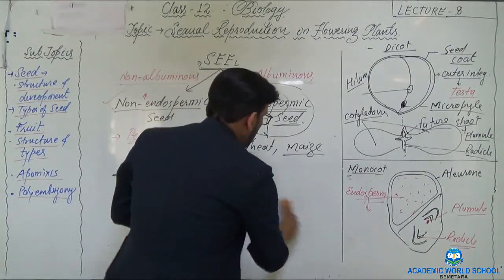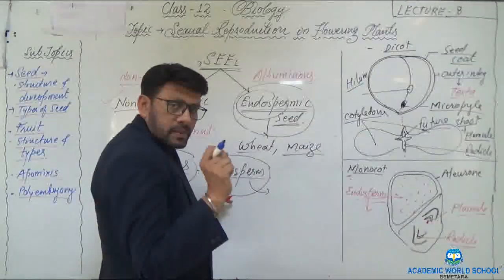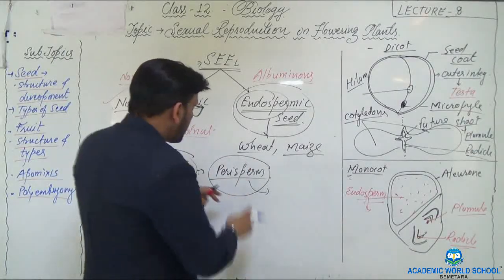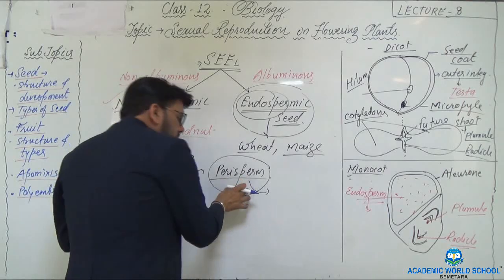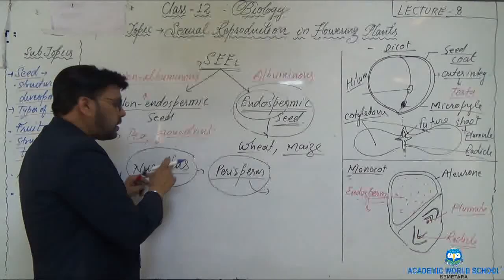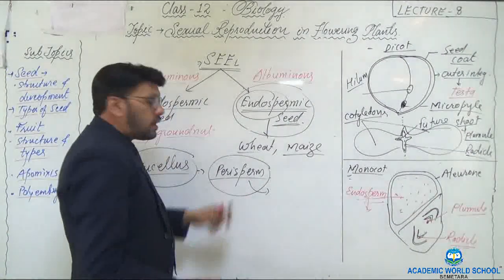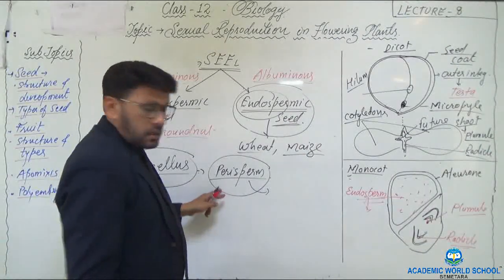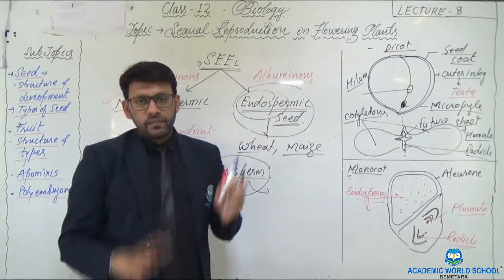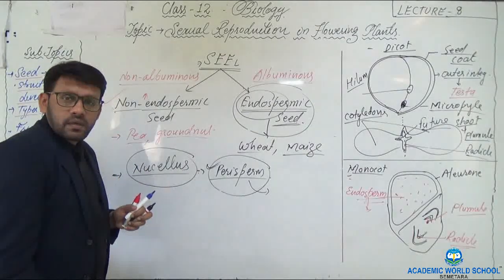You know what black pepper is? It is used as a spice in the kitchen. So this perisperm is nothing but the residue of the nucellus which remains. So black pepper is an example of a perispermic seed. You just highlight this, it is highly important. Got it? So these are the different types of seeds.